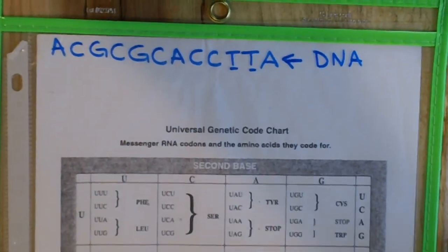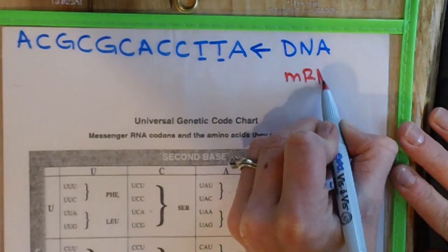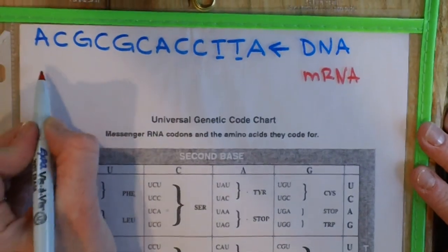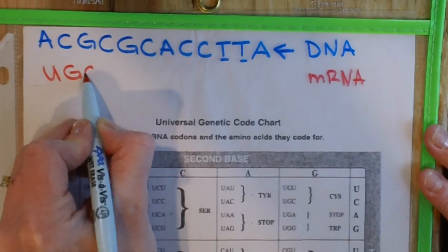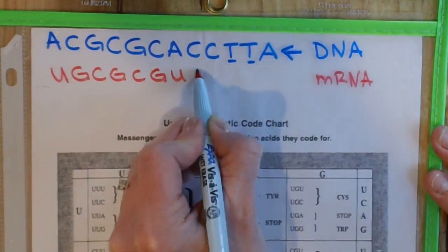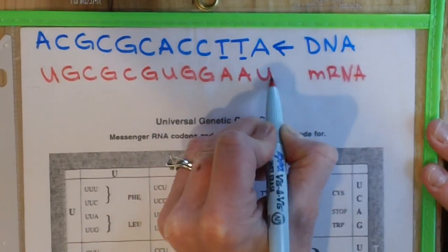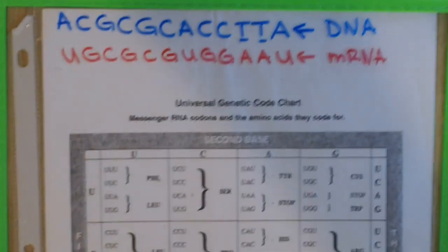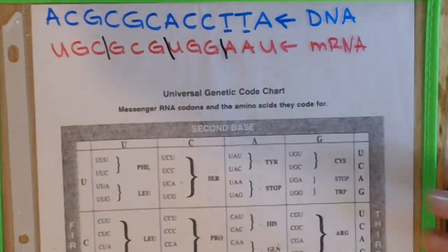transcribe DNA into mRNA. So we can transcribe DNA into mRNA in the nucleus. A goes with U. C, G, G, C. Continuing down. And now I have my mRNA. How many bases are inside a codon? Correct, 3. You split it up into 3s.